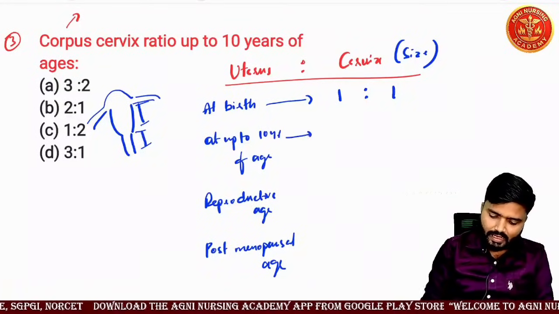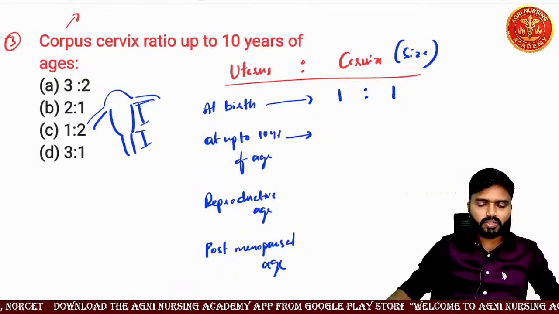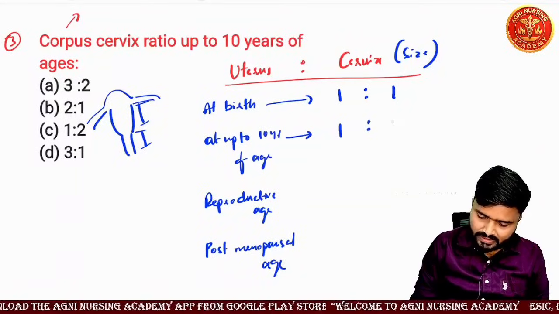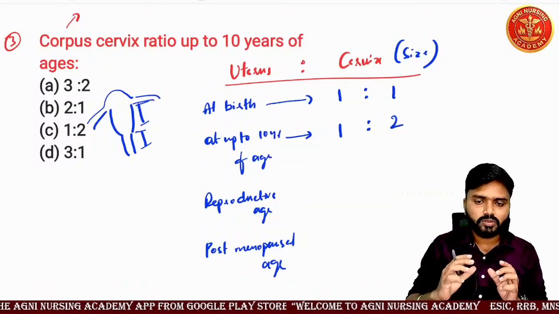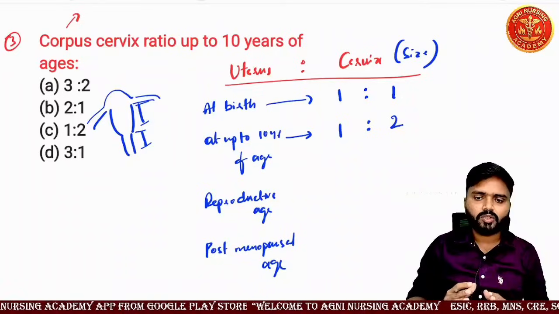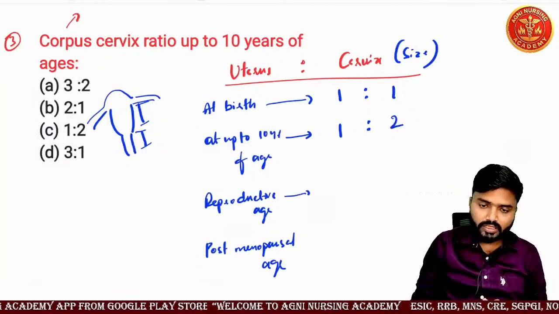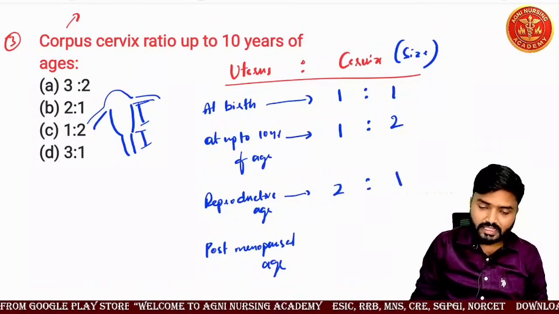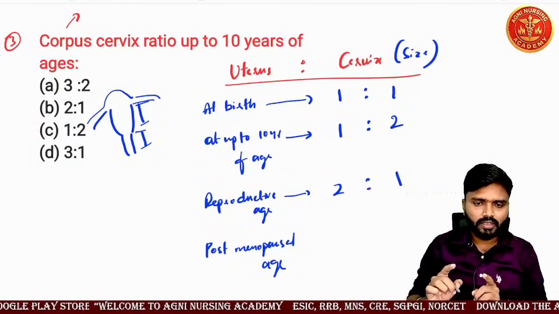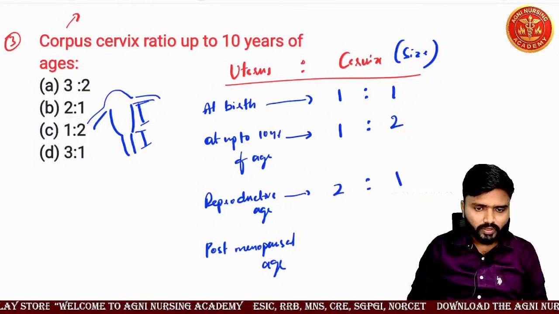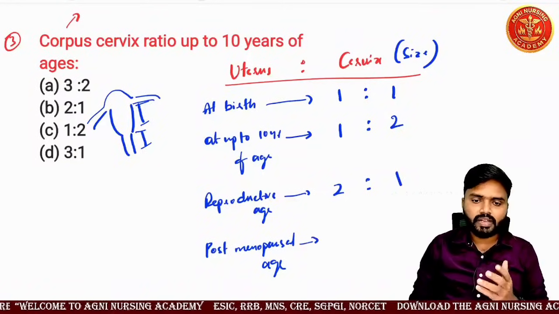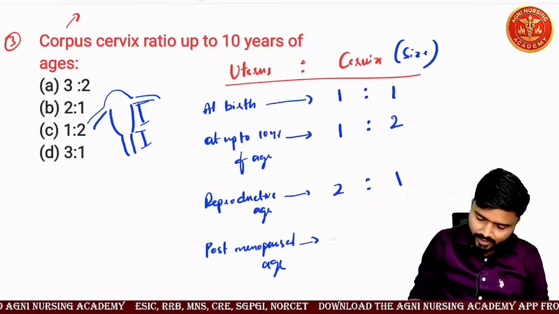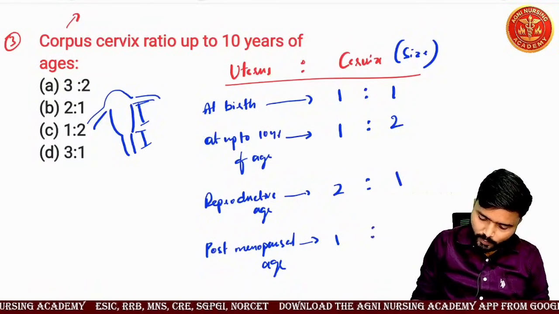Above birth, up to 10 years of age, the uterus size will be less and the cervix size will be more, means 1 is to 2 up to the age of 10 years. And then at the reproductive age it will reverse, so at that time the uterus size will be more and the cervix size will be less, means 2 is to 1 in the reproductive age. Again at the post-menopausal age, when the periods stop, after that we will again see 1 is to 1.